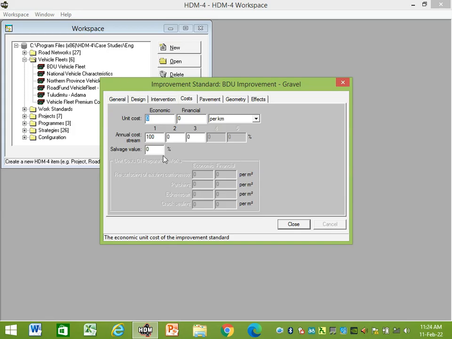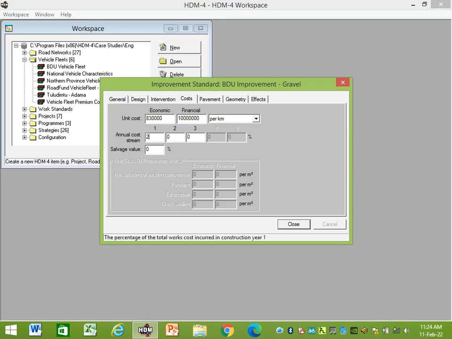So in this case, let's take 10 million financial per kilometer. You can challenge it if it is more. So if it's 10 million, economic is 8,300,000. I multiplied by 0.83. That's a conversion factor for construction materials.